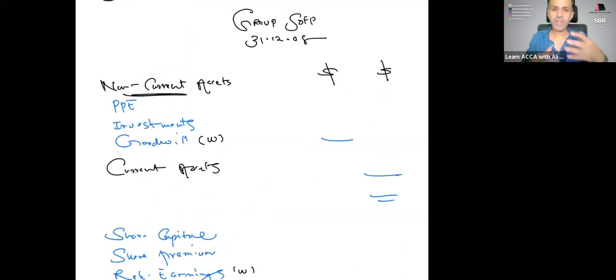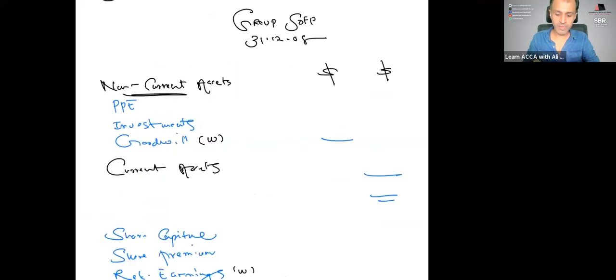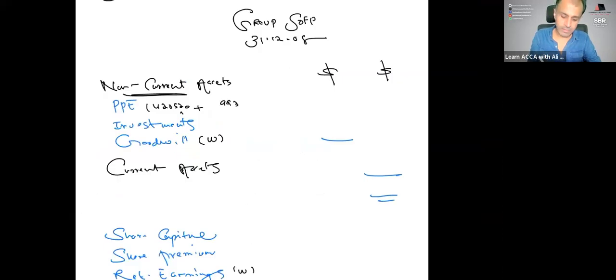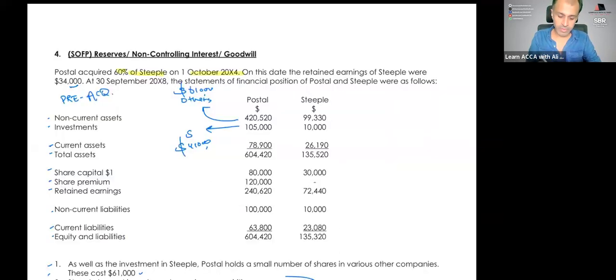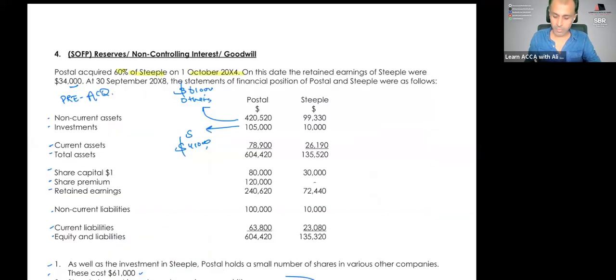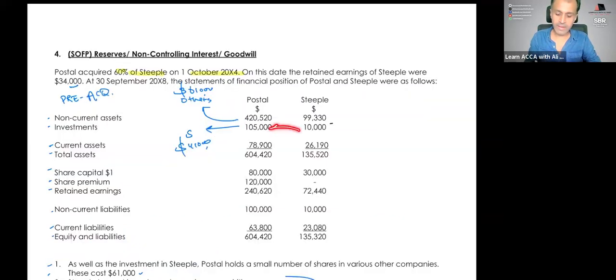Now we start off the same way, combining assets and liabilities in the first step: 420,520, and comes 99,330. It's 105,000. We also can see 10,000 next to it. So this 10,000 has been added in just the way this figure was added. This 10,000 is the asset of the subsidiary and needs to be combined.